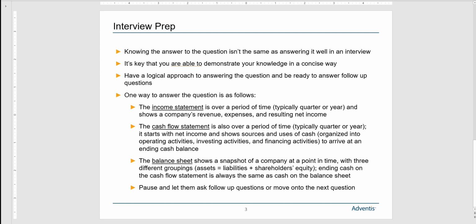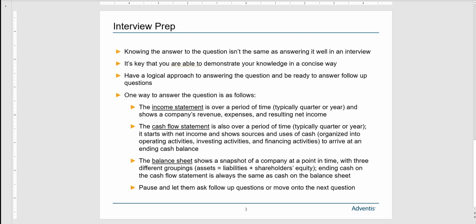While there is not one specific way to answer this question, I'm going to share a version that you can potentially answer this question with in an interview. However, be aware that there isn't just one way to answer this question, and you can deviate from this approach if needed. The income statement is over a period of time, typically a quarter or a year, and shows a company's revenue, expenses, and results in net income.